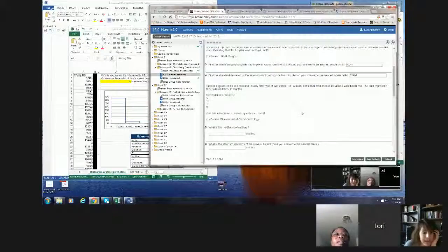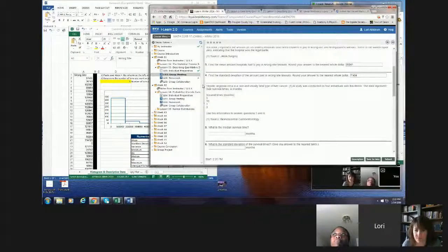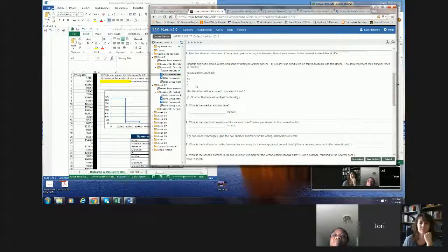Hepatic angiosarcoma is a rare and usually fatal type of liver cancer. A study was conducted on 4 individuals with this illness. The data represent their survival times in months. All right. Okay. So survival times are 5, 19, 1, and 3. So we have to find the median. The median, and I think we just do this by hand. Yeah. I don't think we have to, I would think, punch it in, but I don't know. Maybe we could for standard deviation since it's such a pain in the neck, but we'll see.